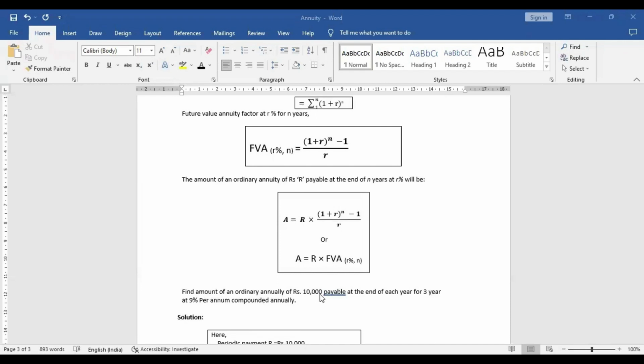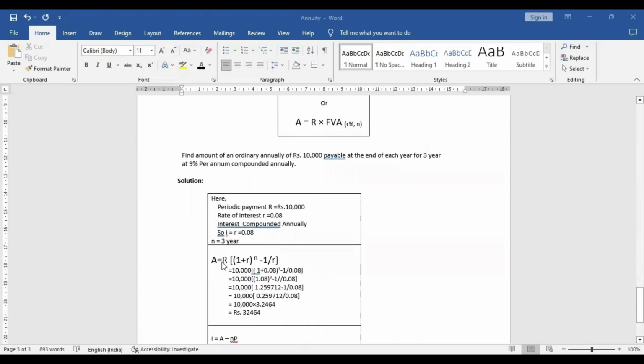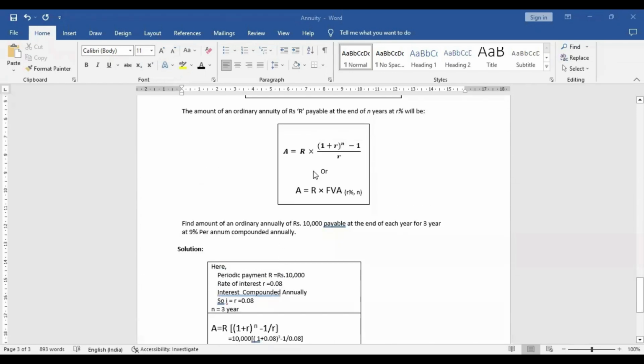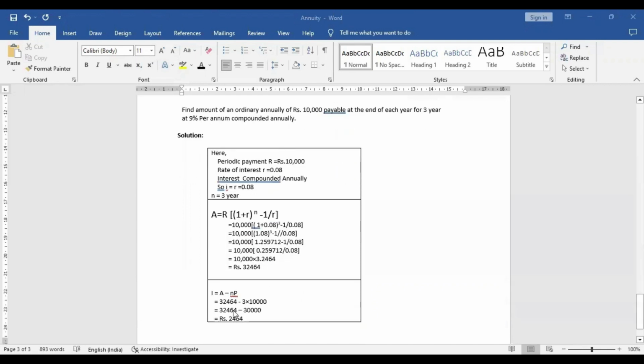Annually 10,000 rupees has been invested for 3 years, and the percentage is 9% compounded annually. Simple equation: the periodic payment is R in the formula itself, R is 10,000. The rate of interest, small r, is known, and this interest is compounded annually for the period of 3 years. With the simple formula, you put the values and you are able to receive the answer itself. The interest amount you can easily calculate.